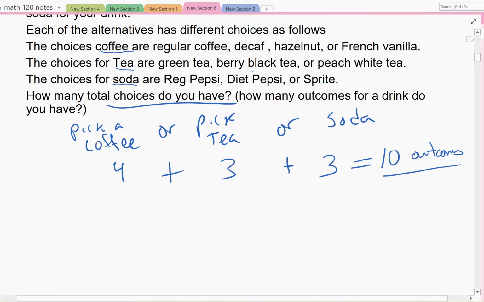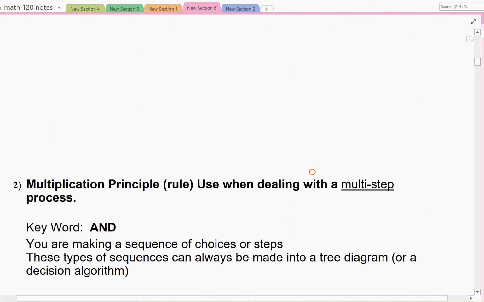All right, so that's the addition principle, which, again, is similar to the union principle with disjoint sets. We're just broadening it now, making it a little broader.